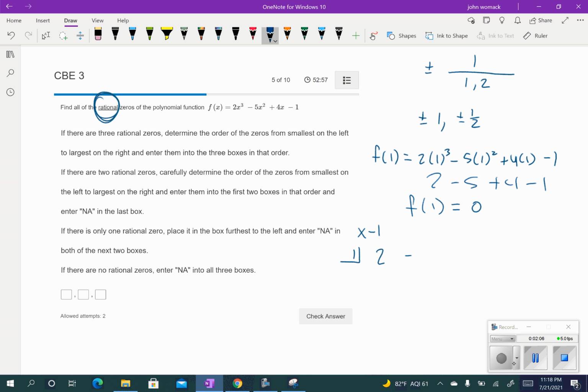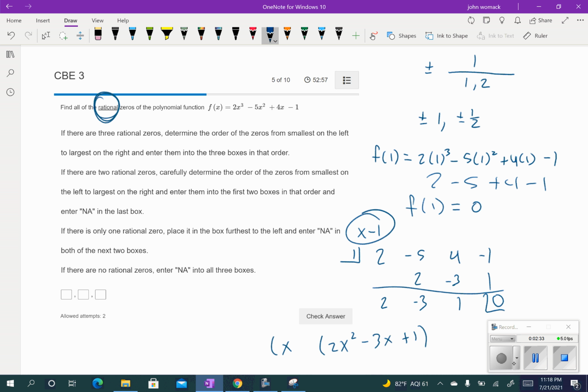So I've got 2, -5, 4, and -1. The 2 drops down, times those, add those, times those. And we knew that was going to happen, right? We knew it went into it evenly. So now I'm left with, if I take out the x minus 1, because I know the 0 is 1, now I have this left over. Right? I know that times x minus 1, sorry. Let me just fix that. So now I'm going to set that equal to 0, and that should give me my other 2 zeros. So let's see if we can get that.